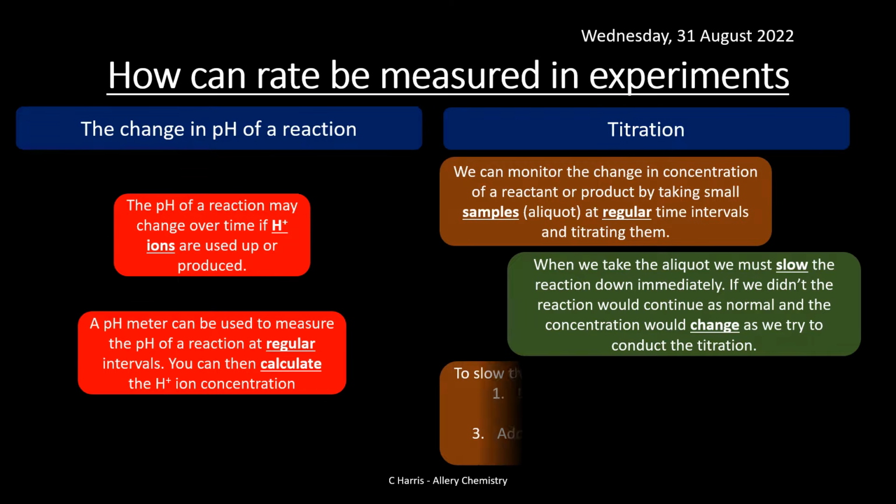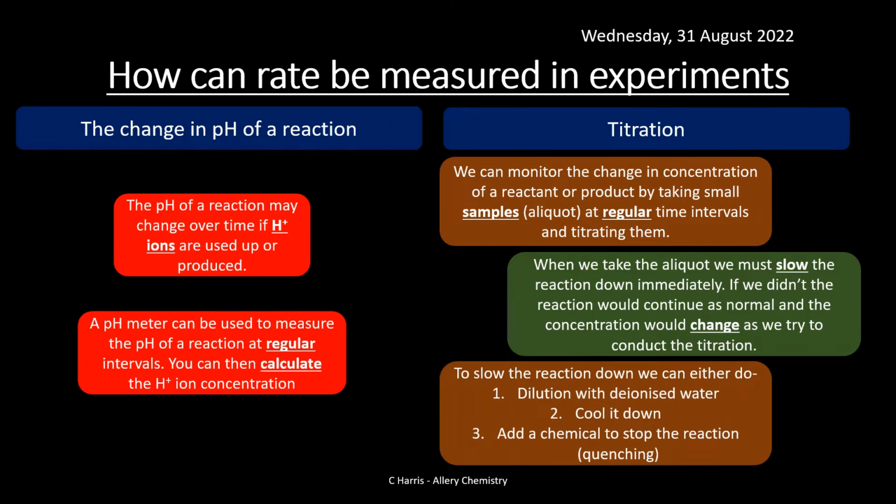So what we're going to do is, when we add it to the quenching reagent, we then titrate it against, say, an acid or an alkali, and monitor the concentration of how much of the product we've actually got, or even the reactant, in that reaction vessel at that particular moment in time. And obviously by running a titration, we can work out how much of the titrate we need to react with whatever's in that beaker.